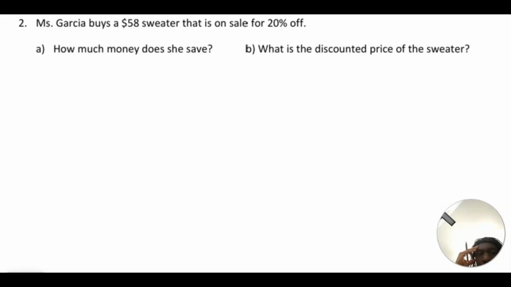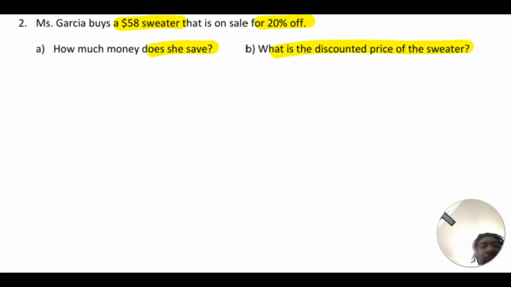Question number 2. Ms. Garcia buys a $58 sweater that is on sale for 20% off. A. How much money does she save? B. What is the discounted price of the sweater? I'm going to highlight some important information. That's the price of the sweater. We're dealing with 20% off. We don't know how much money she's going to save. And also, what is the discounted price of the sweater?